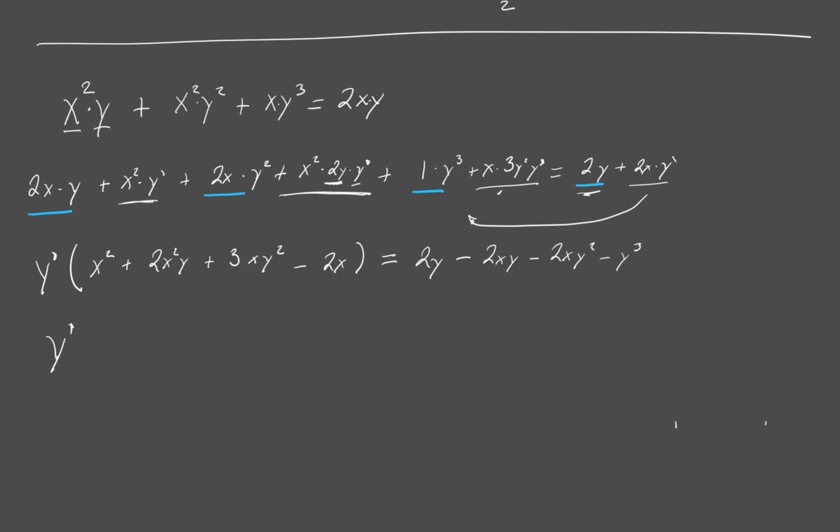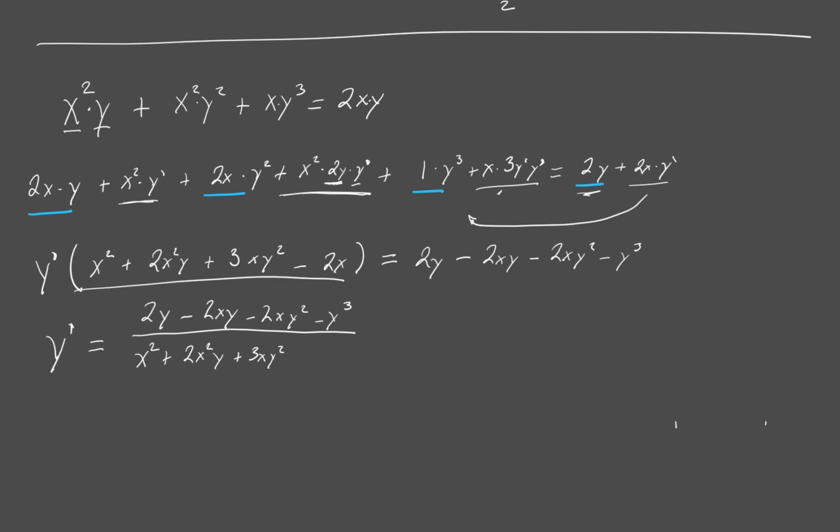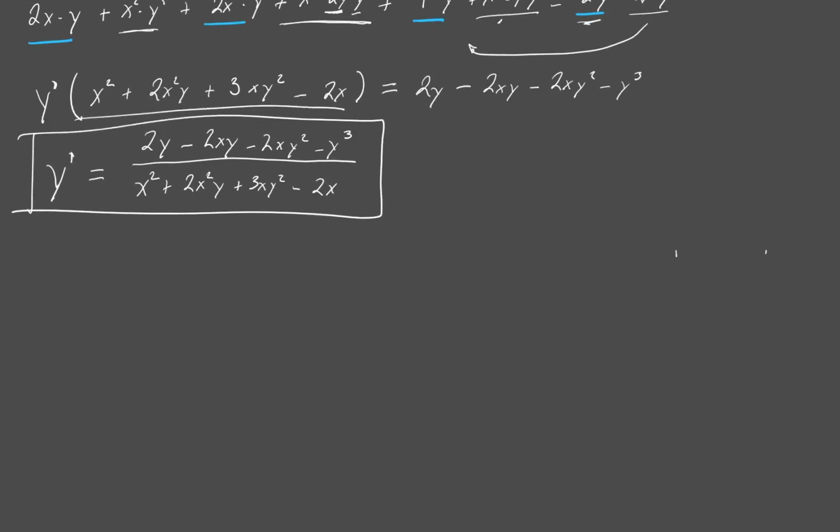So to get y prime by itself, I'm going to divide everything by that stuff I just underlined. So I get 2y minus 2xy minus 2xy squared minus y cubed. We'll divide that all by x squared plus 2x squared y plus 3xy squared minus 2x. And that is what y prime is. Okay, let's see one more.